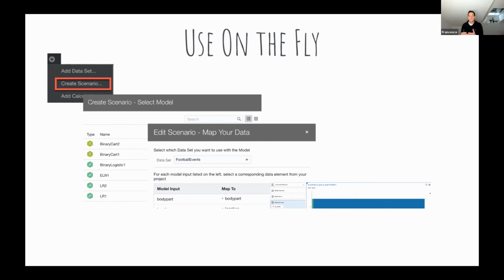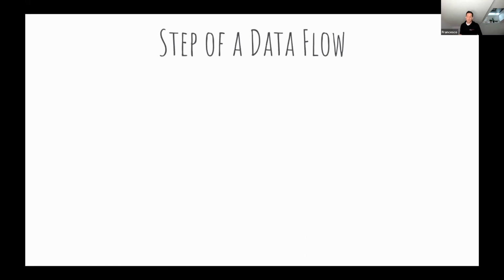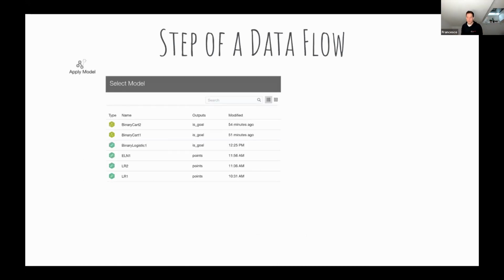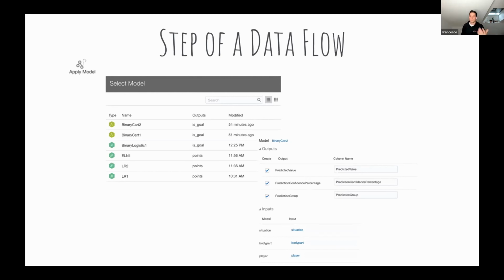On the other side, if you want just to take the new data set and run all the predictions at once, and create a new data set containing the new data and the predictions together, you can do so with a step of the data flow, which is apply model. Again, you click on apply model, you select the model, you do the column matching, and you select which columns between the predictive value, the confidence percentage, and the prediction group you want to include, and that's it. You have a new data set within Oracle Analytics Cloud, which contains the new data together with the predictions.